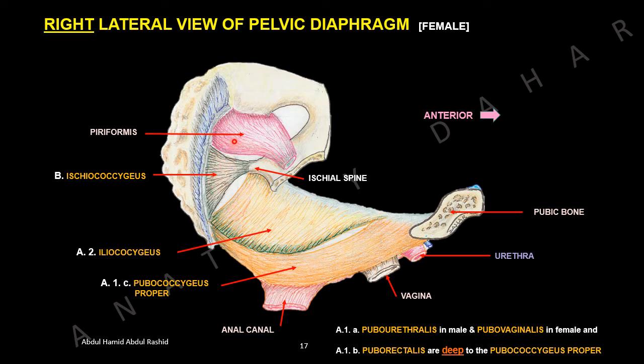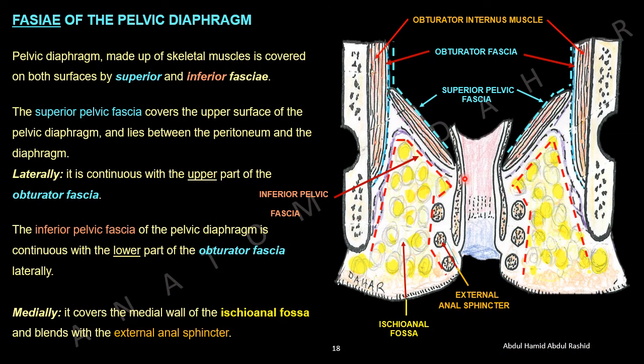So this is the piriformis muscle, which is not a muscle of the pelvic diaphragm. Now, where are the two medial muscles from the pubic group? That is A1A, pubourethralis in male and pubovaginalis in female, and the middle one, puborectalis. They are deep to this muscle, pubococcygeus proper, so we cannot see them from here. This is the coronal section of the pelvis. This is the pelvic diaphragm. This is the lateral wall of the pelvis, covered by the obturator internus muscle, which is again covered on the medial side by the obturator fascia. This is the external anal sphincter.